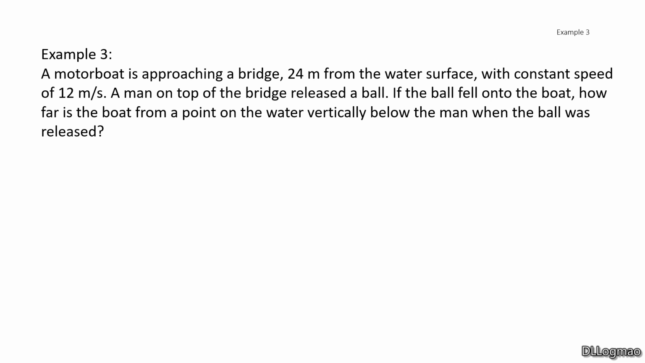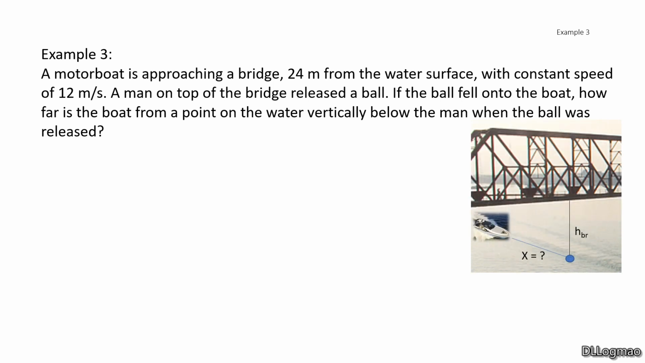Example number 3. A motorboat is approaching a bridge 24 meters from the water surface with constant speed of 12 meters per second. A man on the bridge released a ball. If the ball fell onto the boat, how far is the boat from a point on the water vertically below the man when the ball was released? This figure shows the bridge and the location of the boat when the ball was released.